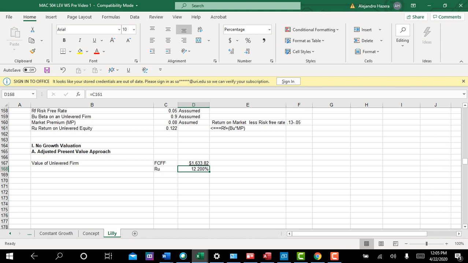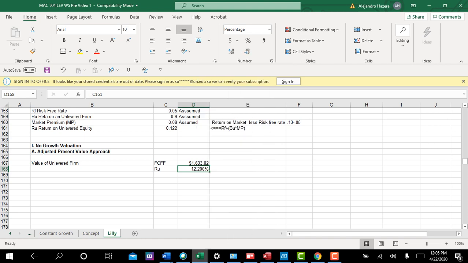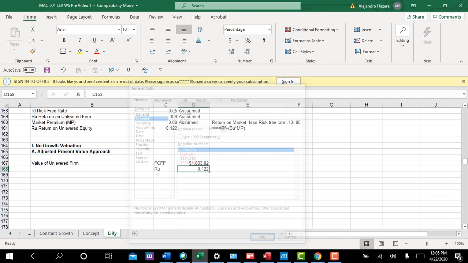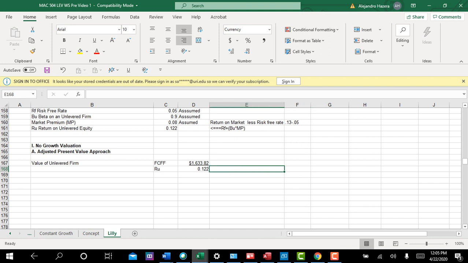Okay, and it keeps giving me these percentages. I don't like that. I'll just use a number here. That looks good. 4.2%. Okay, I'll make sure I have no intermediate columns. We'll just put it right here.